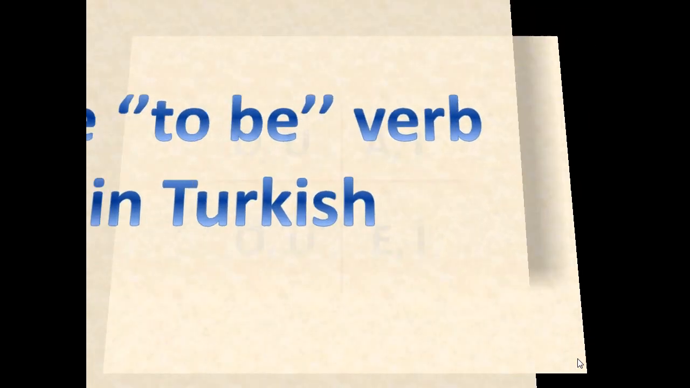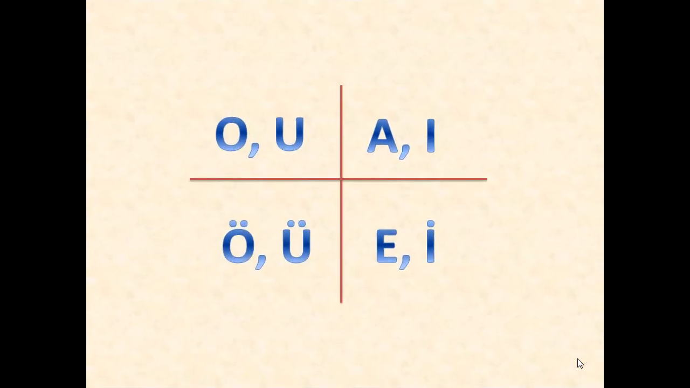Okay, so here we have the chart, and in this chart, as you see, we have the sounds o and u and a and ı. Here, we call these four sounds thick sounds, and we have ö, ü, e, and i. We call them thin sounds. So our suffix comes accordingly.